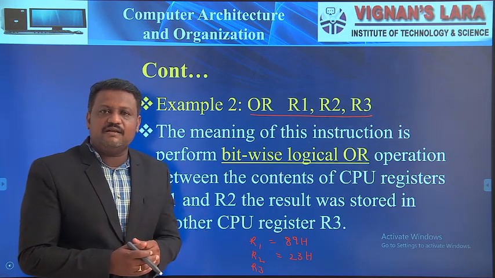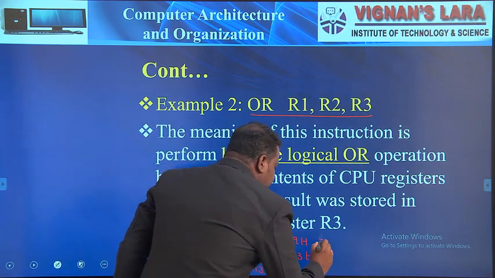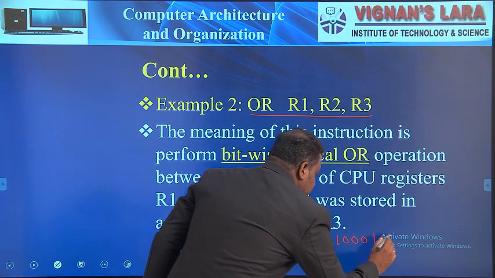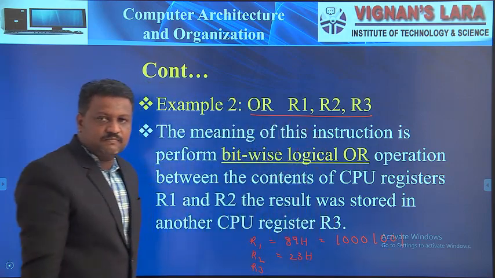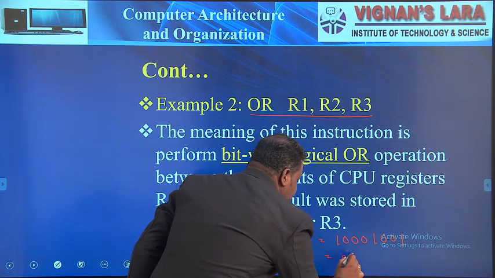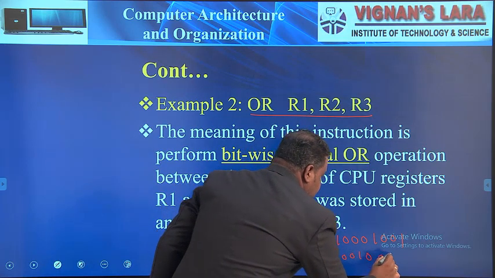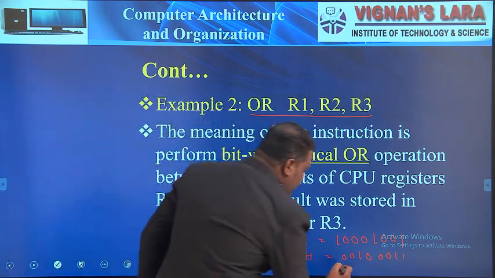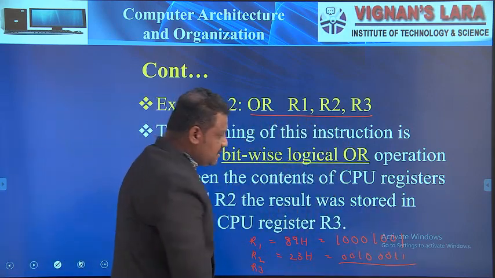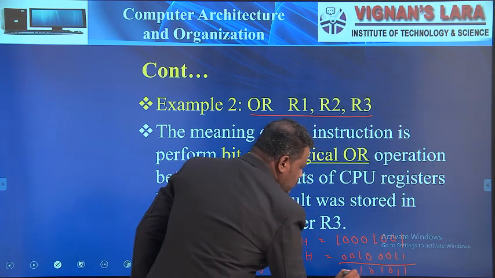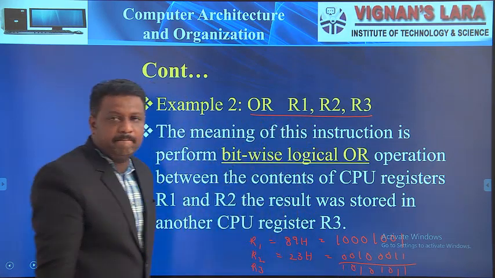You just follow that. Take the binary equivalent of 89H, it is equal to 1000 1001, and similarly for 23H, it is 0010 0011. Do logical OR bitwise simultaneously. Here it is 1 0 1 0 1 0 1 1.